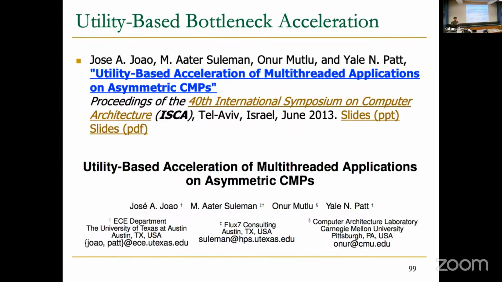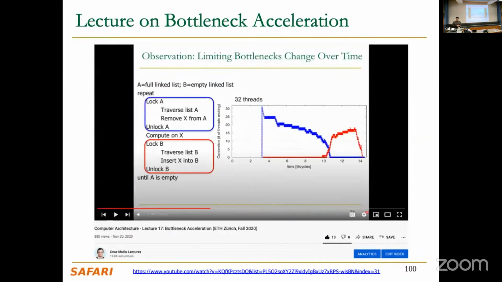This is again the asymmetric multi-core processor systems that I described. That's the context. You estimate that thread's performance as if it was running on a large core alone, and you try to estimate the performance loss due to interference, and that allows you to generalize this critical section acceleration to multiple multi-threaded applications. Again, I won't go into detail, but yeah, read the paper if you're interested. And more lectures on bottleneck acceleration.